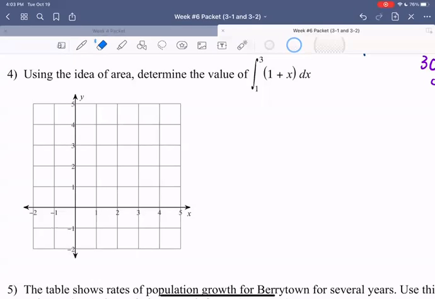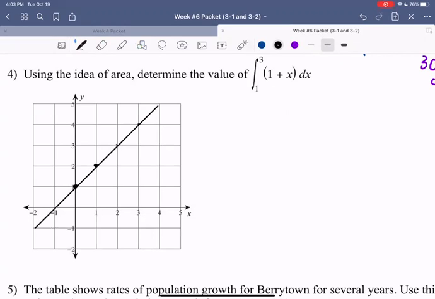To do that, let's graph our function 1 plus x. We see that equation is a linear equation, so our graph looks like a line. Our vertical intercept is 1 here, and our slope is 1. So the curve will just go over 1, up 1, over 1, up 1, over 1, up 1. So let's draw that in. It looks something like this.